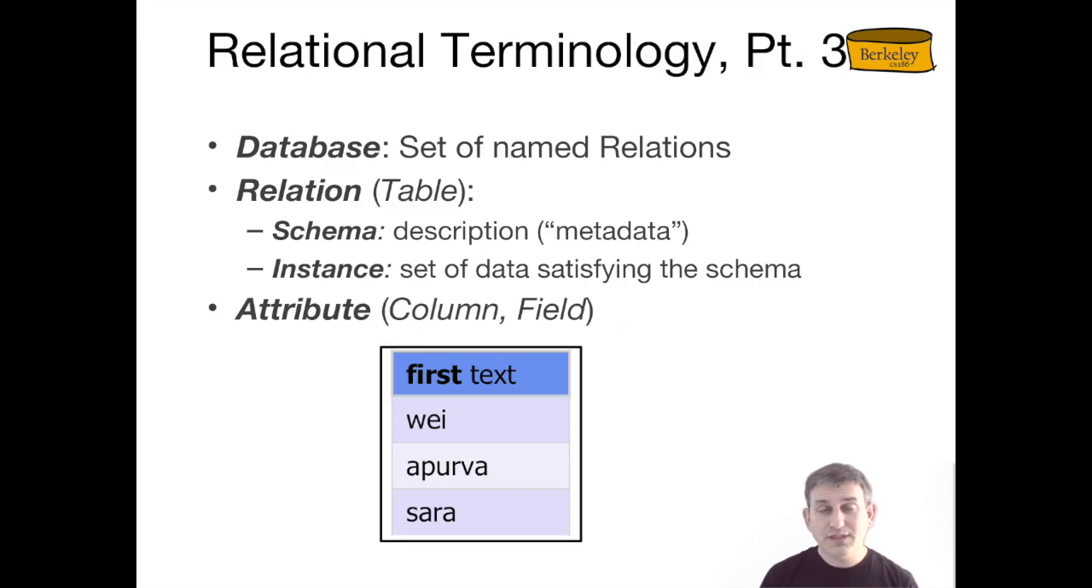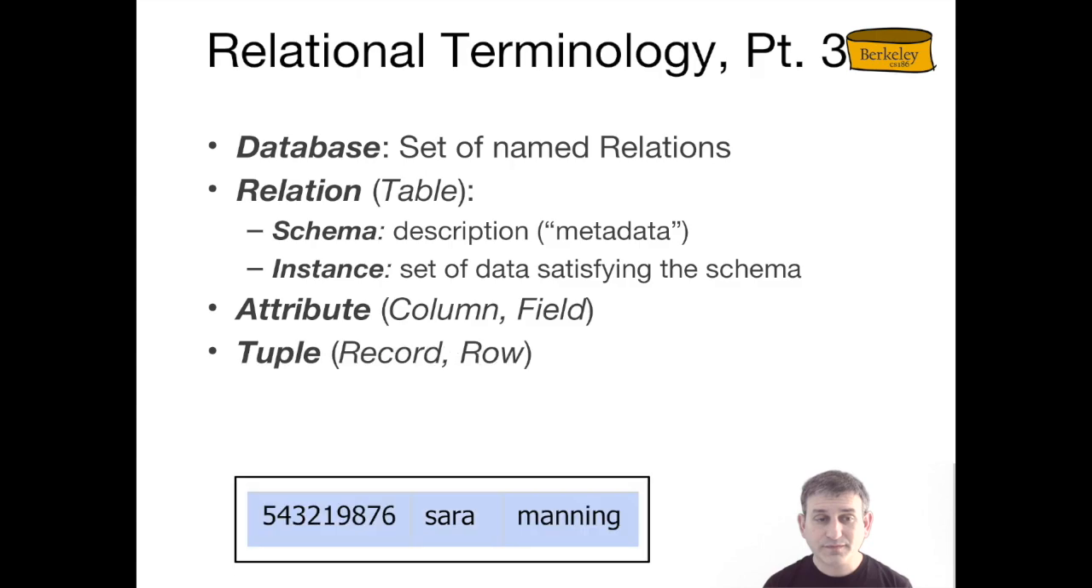An attribute, sometimes called a column or a field of a relational table, is just that. It's a column of data. It's got a schema and an instance as well. So this attribute called first has three rows in it. And a tuple, sometimes called a record or a row, is an individual row in the table. Lots of synonyms here. Relation is the same as table. Attribute is the same as column, is the same as field. And tuple is the same as record, is the same as row. Unfortunately, these terms get used interchangeably in database land, and it's important to know all of them. So keep this slide in mind, and if you get confused, come back and look and see which of these synonyms is which.